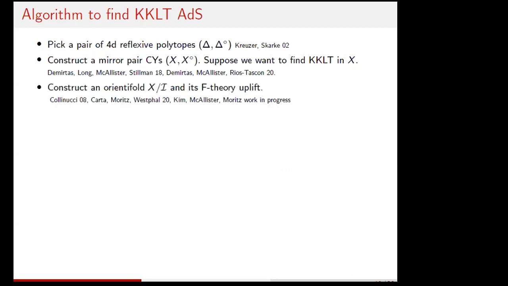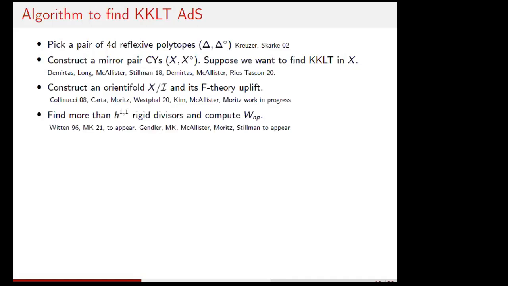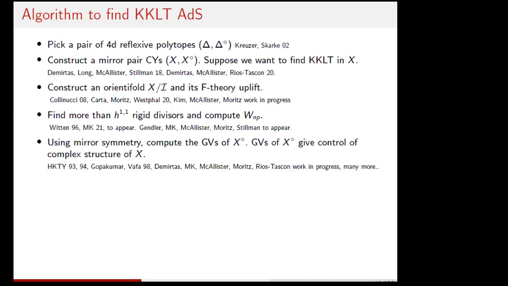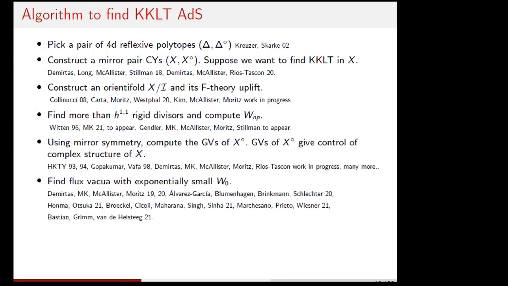And what you should do is to construct an orientifold of X and find its Kähler cone to control some non-perturbative effects. Then we find at least h11 rigid divisors and compute non-perturbative superpotential terms. Then we finally want to stabilize complex structure moduli and find some flux vacuum with small W0. To do that, we need to understand complex structure moduli of X. To do that, we use mirror symmetry and compute Gopakumar-Vafa invariants of the mirror Calabi-Yau of X, and then find flux vacuum with exponentially small W0.